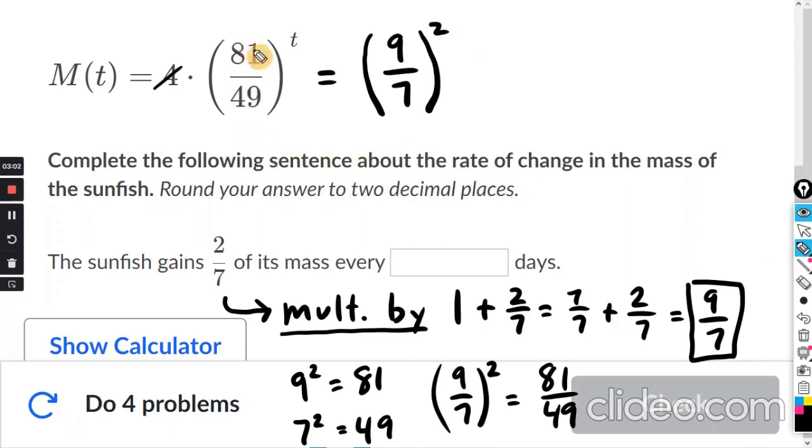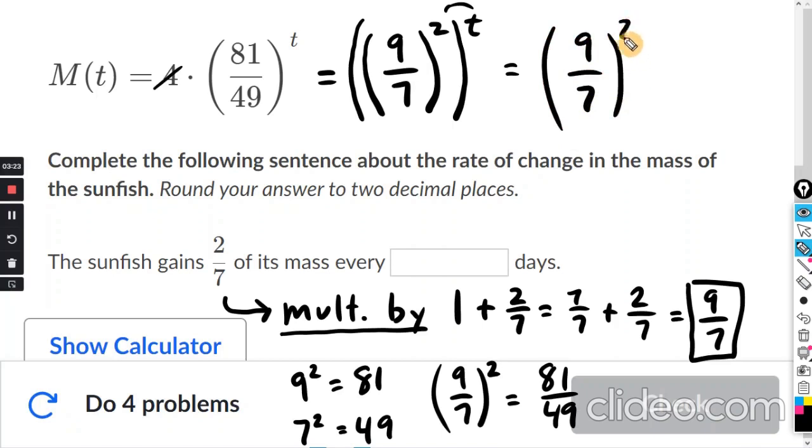Okay, so 81 over 49 is equivalent to 9 over 7 squared, and I'm going to raise that to the power of t. All right, now when you have something with an exponent raised to another exponent, you just multiply the exponents. So that's going to be 9 over 7 to the power of 2t. Now remember, t is in days. Okay, so every time t increases by 1 day, this exponent is going to be 2 times that number.